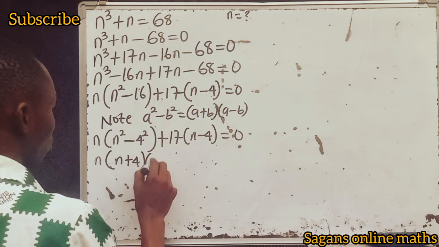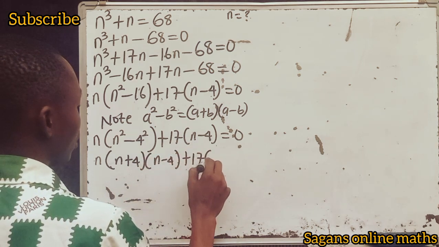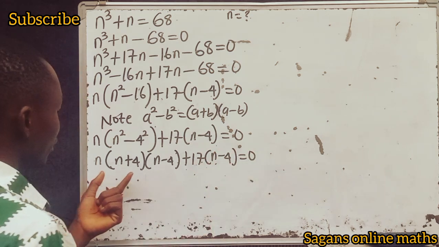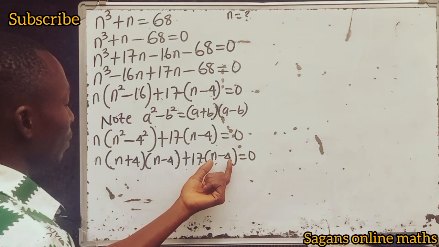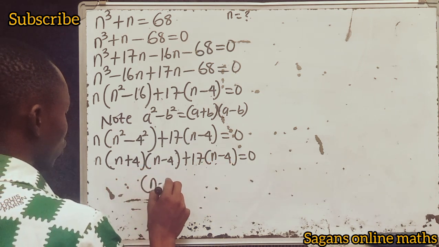n minus 4, okay, into n minus what? 4. Then plus 17 into n minus 4, all this equals 0. Now from this, let's look for what is common. We have n minus 4 here, and we also have n minus 4 here. So we can see that n minus 4 is common.